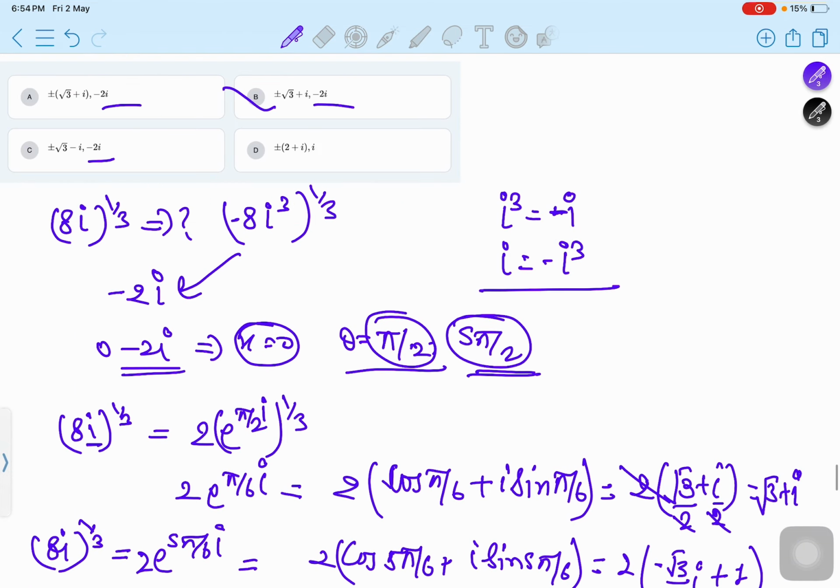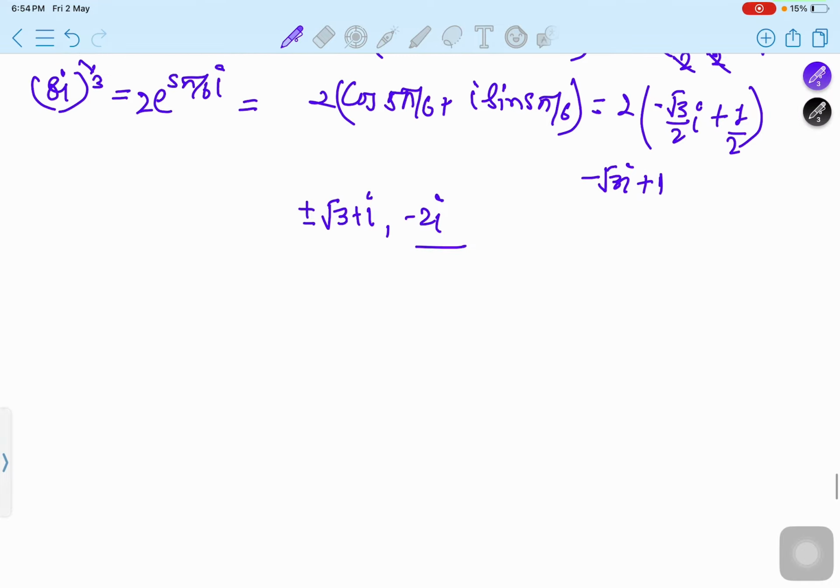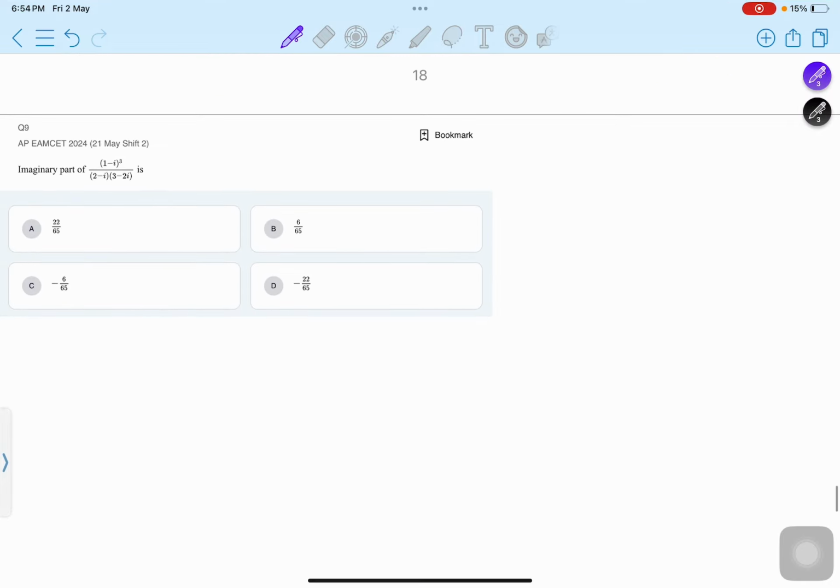Because it's always plus. Okay, next question. The next question is given that this is the imaginary part of this one. How to find the imaginary part? You can solve that and find the imaginary part. So suppose this one is the imaginary part. How to find it?